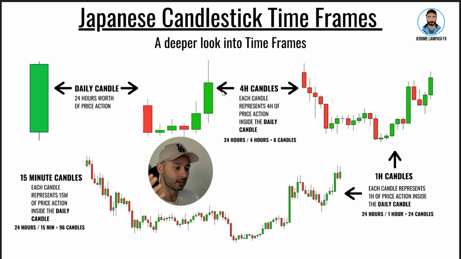You are bringing in what's happening, different areas of value, different areas of support and resistance. So coming down to the 1-hour chart, which is over here on the right, each candle represents 1 hour of price action inside this daily candle. So to get that, it's 24 hours divided by 1 hour equals 24 candles. And as you can see, there's 24 candles here.